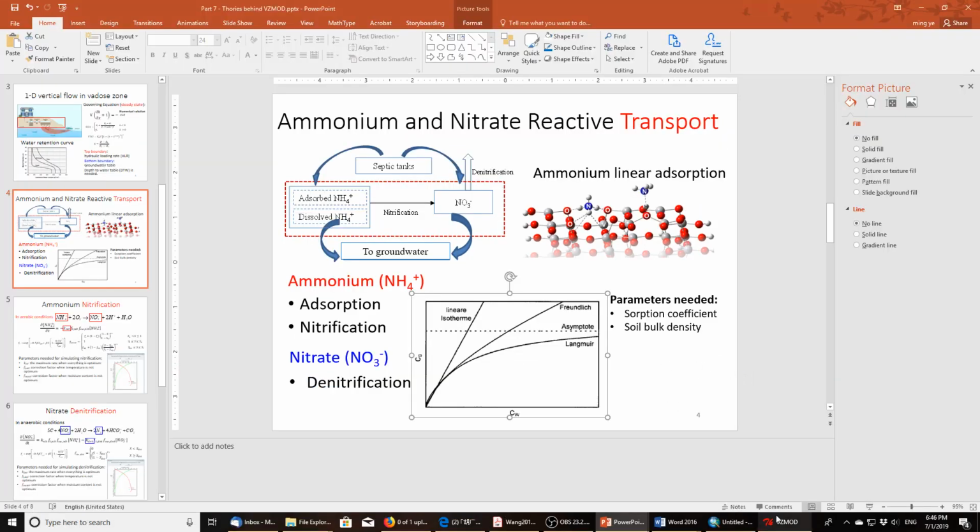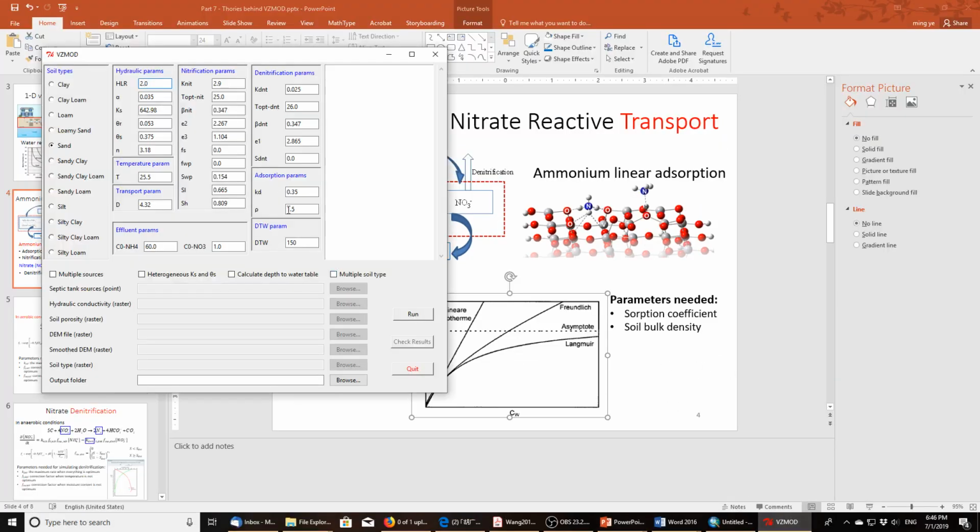So coming back to the VZMOD, those are the two parameters we just talked about. KD is the absorption coefficient, and rho is the bulk density. This is bulk density, not particle density, so be careful about that.